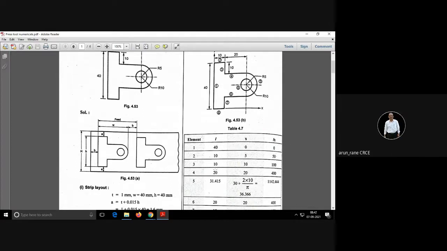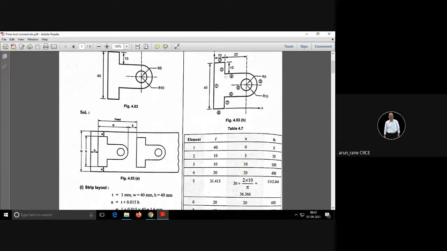Now element number 3, that is vertical. तो इसका लेंथ कितना है? 10. ओके, अभी इसका सेंटर ऑफ ग्रेविटी कहाँ पे रहेगा? ये लाइन पे रहेगा, बराबर है? Half of this. सो ये जो डिस्टेंस है from this origin in horizontal direction, that will be obviously 10. Agree or not? Yes, sir. So 10 into 10, that is 100.